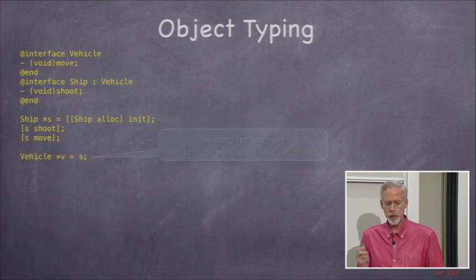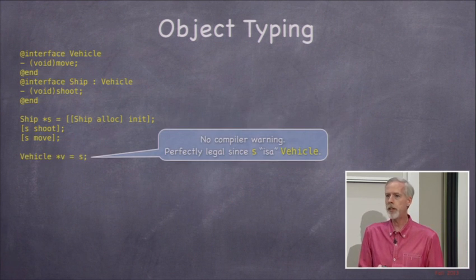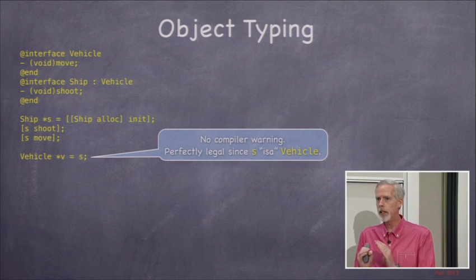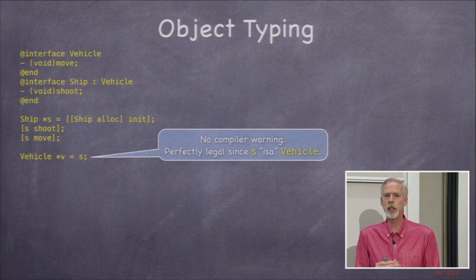I can also do Vehicle star v equals s. That's perfectly legal because v is a vehicle and s is a vehicle because it inherits its vehicleness from Vehicle. This is like deck equals PlayingCardDeck alloc init. Perfectly legal object-oriented programming, right?